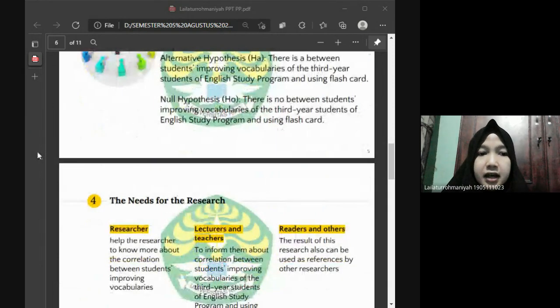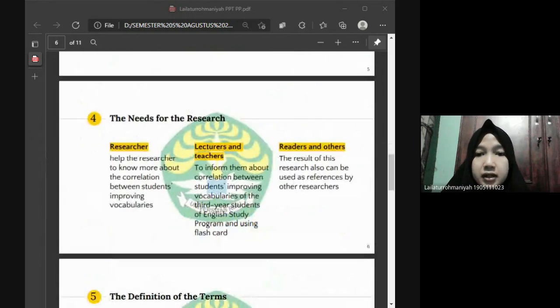And then next, there is the needs for the research. The result of this study are expected to be used by teachers, students, readers, and the writers as in the following purpose. For the researchers, hopefully, this research can help the researchers how to know more about the correlation between students improving vocabularies of the third-year students' English study program using flashcard, and the researchers can use the information based on this research as a teacher after graduating.